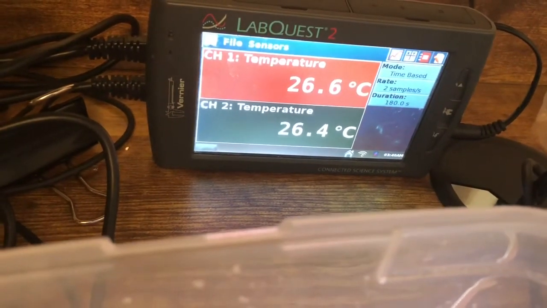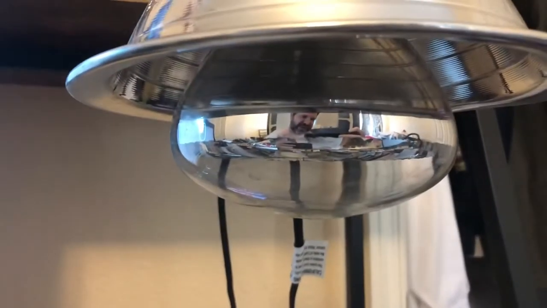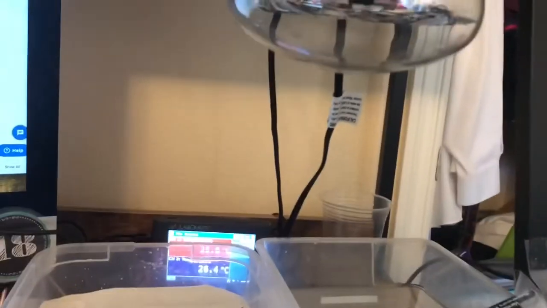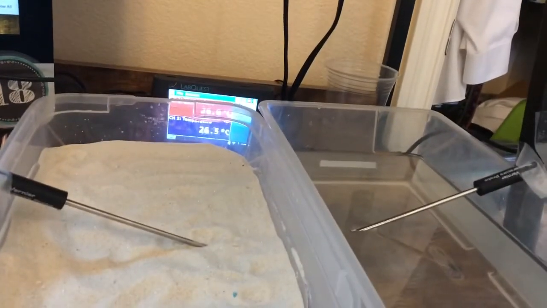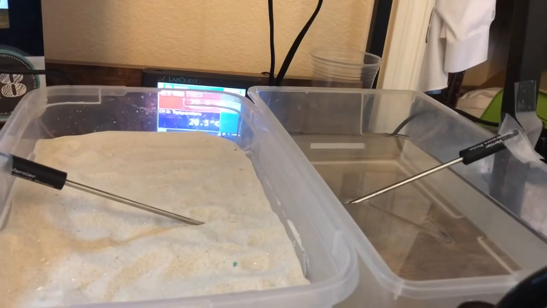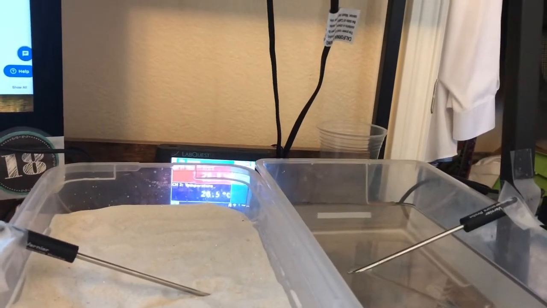Pretty close. The last part of my model is this heat lamp, which is positioned directly over the water and the sand. What would happen if I shined this heat lamp down on the sand and the water so they're both getting the same amount of heat? What would happen to the temperature? What do you think?